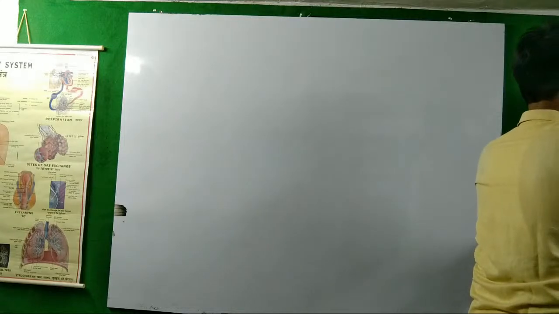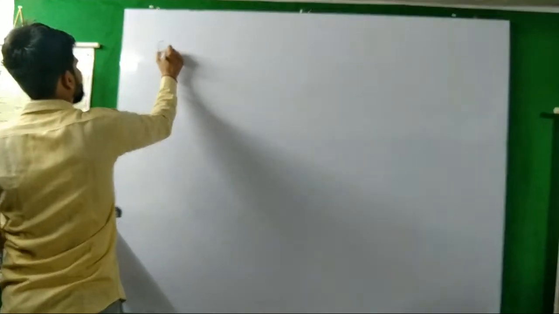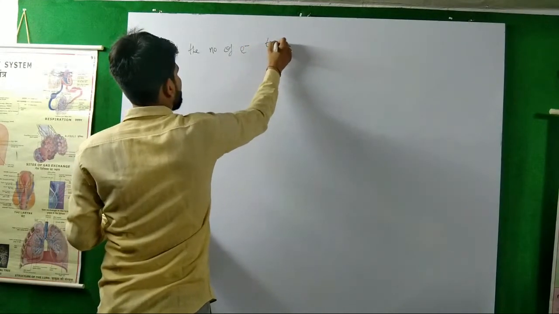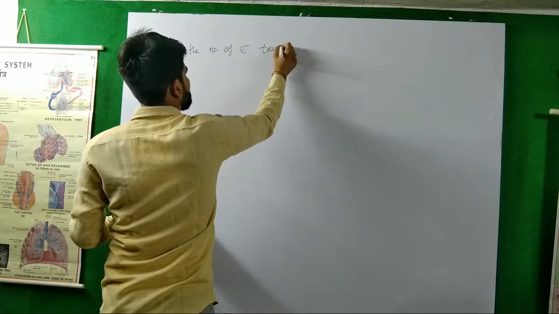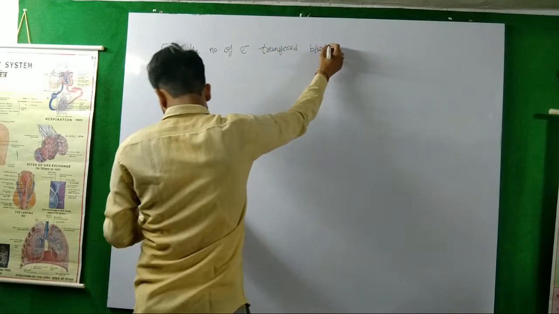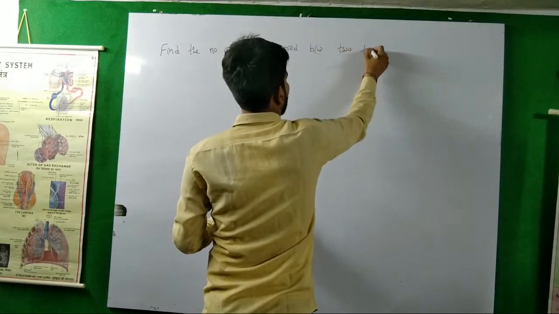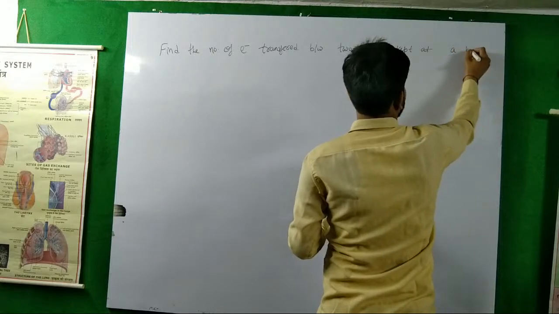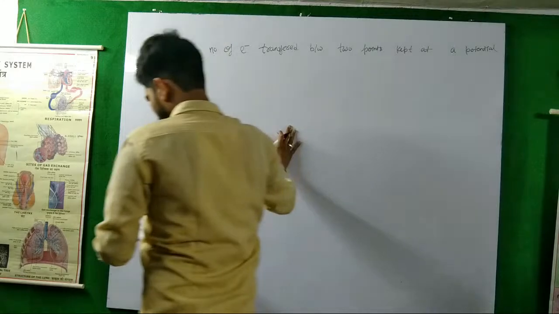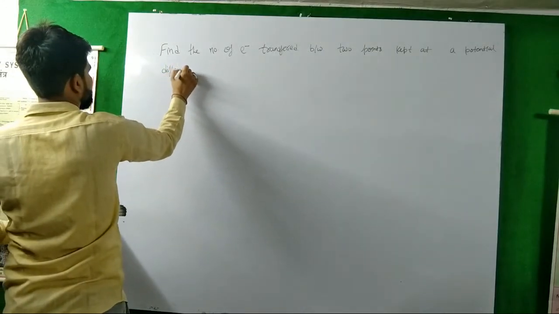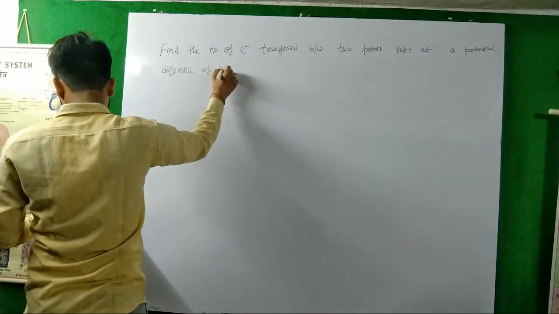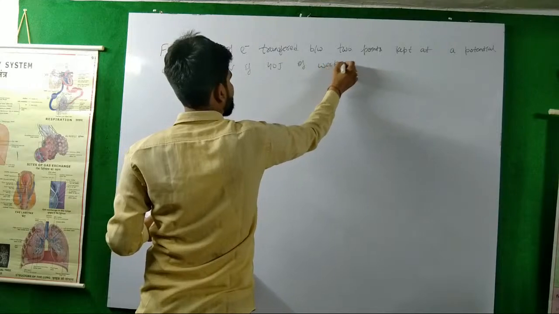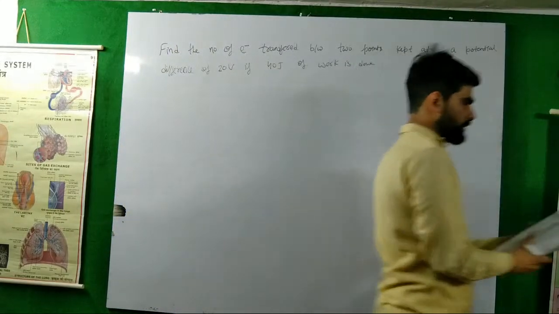The question is given: find the number of electrons transferred between two points kept at a potential difference of 20 volt if 40 joule of work is done. This is the question. Now we have to solve it.